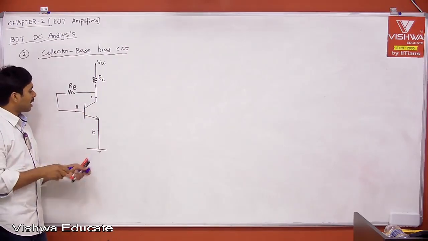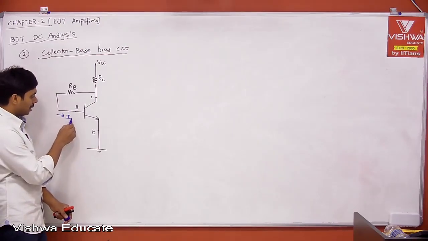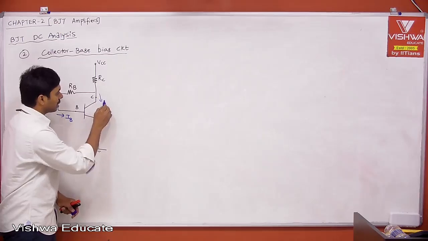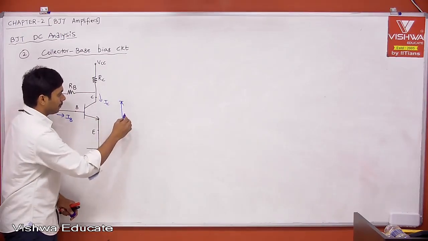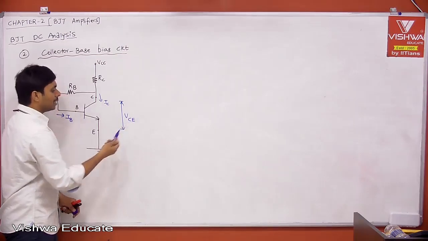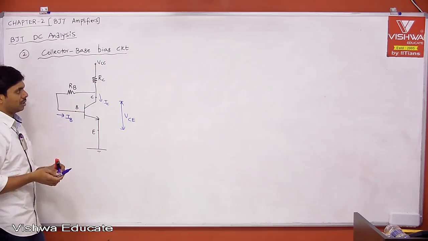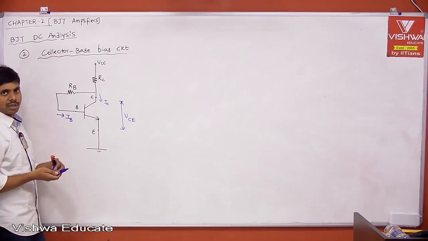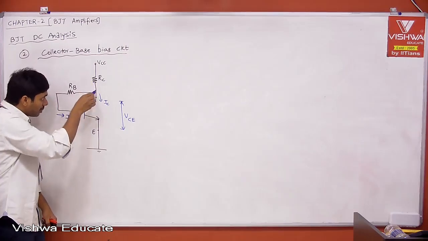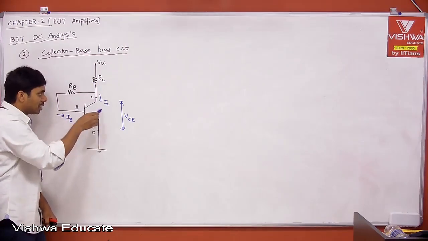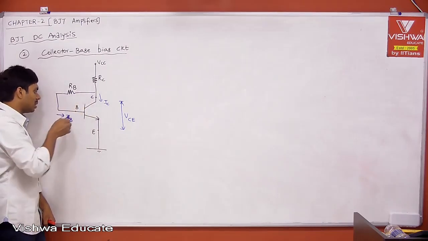Just listen. Tell me the current which is entering into base. That is nothing but IB. Tell me the current which is entering into collector. That is IC. And this is VCE. Tell me the current which is flowing through RC. KCL. The current flowing through RC is nothing but this current plus this current. We know the current which is entering into collector is IC. We know the current which is entering into RB is IB.